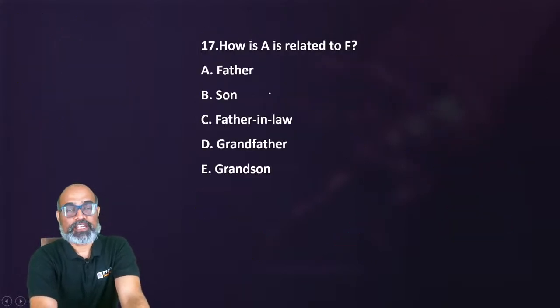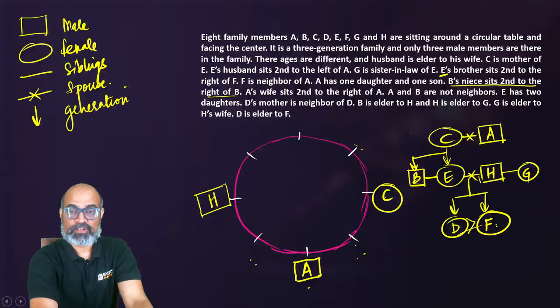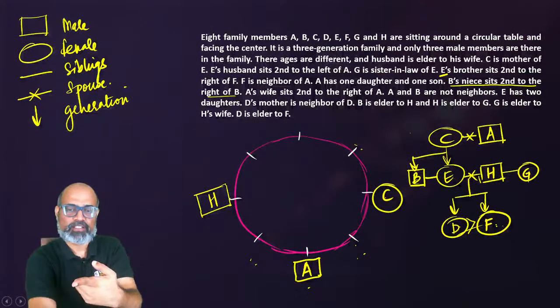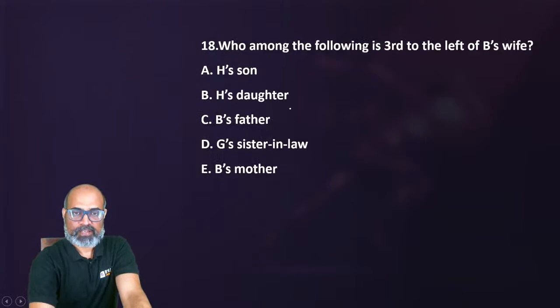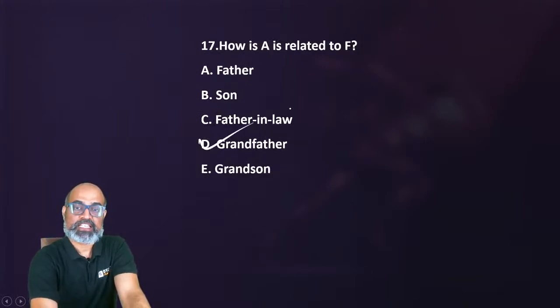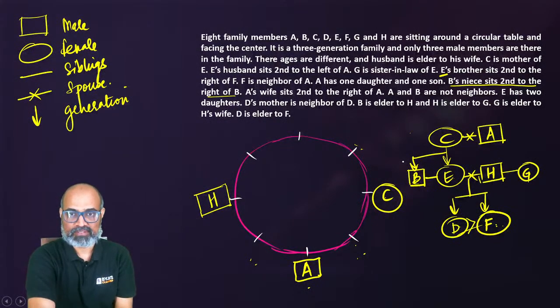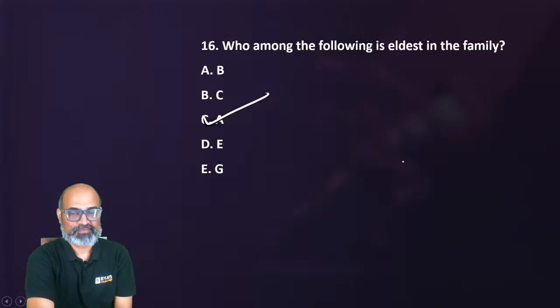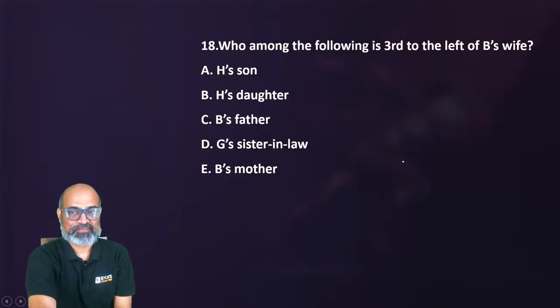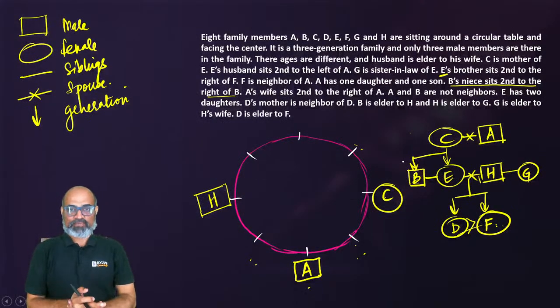How is A related to F? It means by which relation F is going to call A. So F is going to call A grandfather. Who among the following is third to the left of B's wife? B's wife? Do we have a B's wife? We can't have a B's wife, right? Can we?